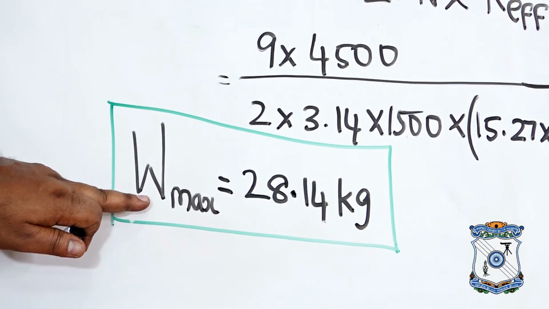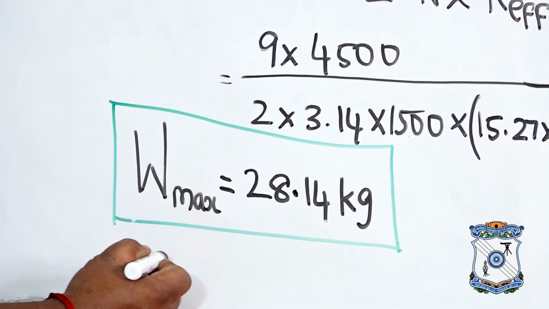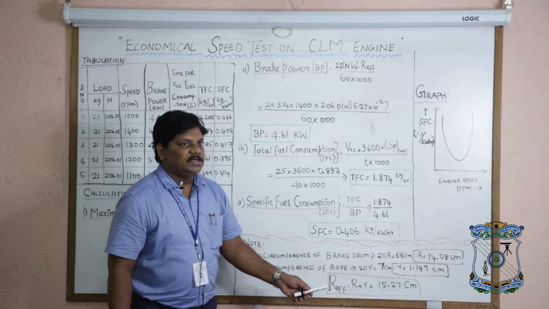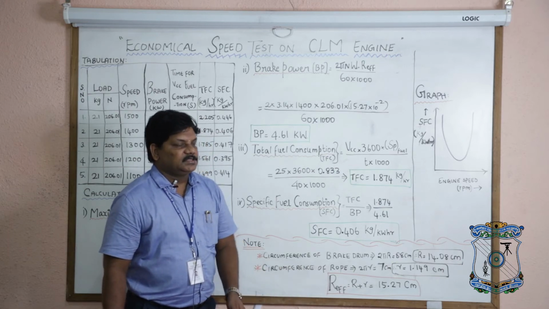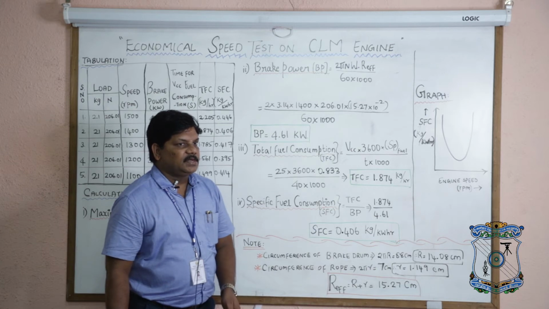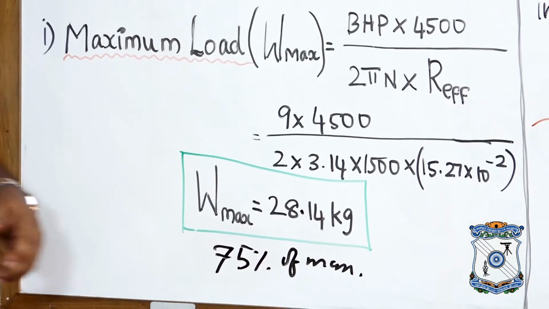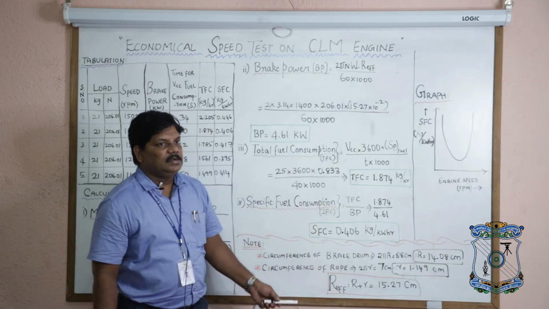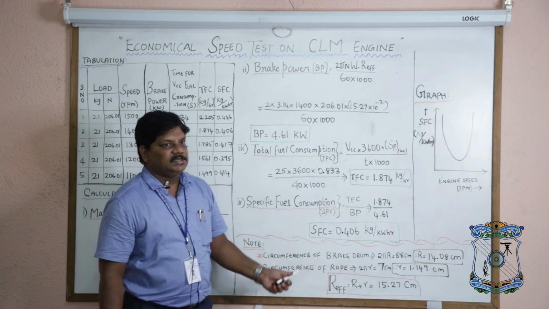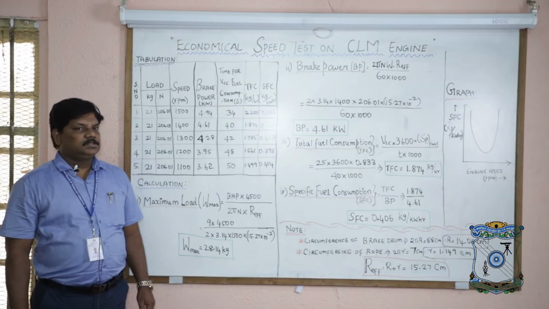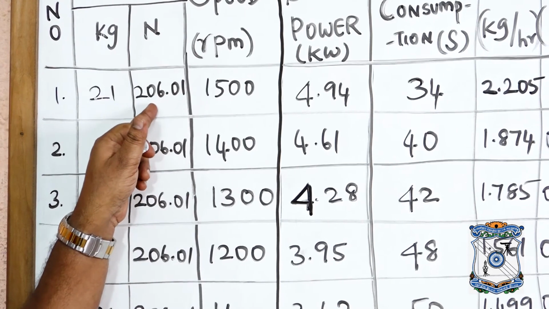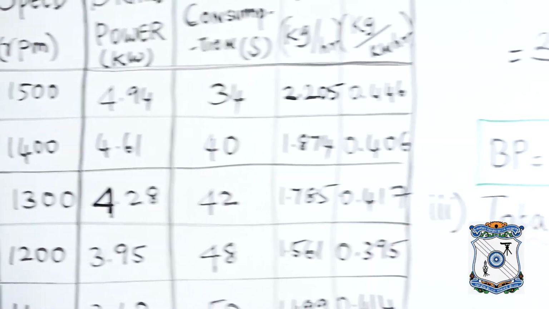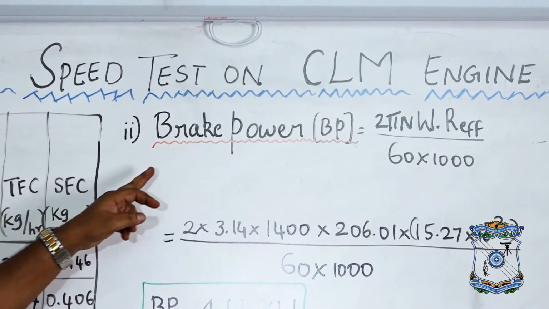From this maximum load, 75% of the maximum load is considered for the constant load. So 28.14 into 0.75, you will get around 21 kg. That is converted into this 206.01 Newton. Okay, so now we move on to the brake power.